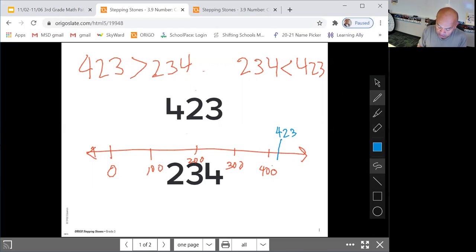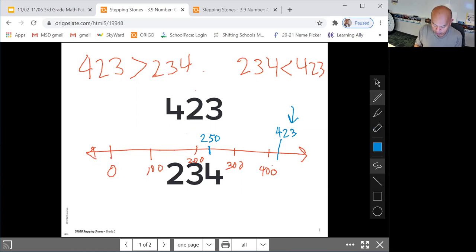And where would 234 fall? We're looking at the 200s, so 0, 100, 200, 300. 234 would fall somewhere in between, right around there. Not quite halfway; 250 is halfway, and it is not there. Go ahead and label your marks there. What's the greater number? Well, 423 falls further down the number line, so 423 is the greater number.